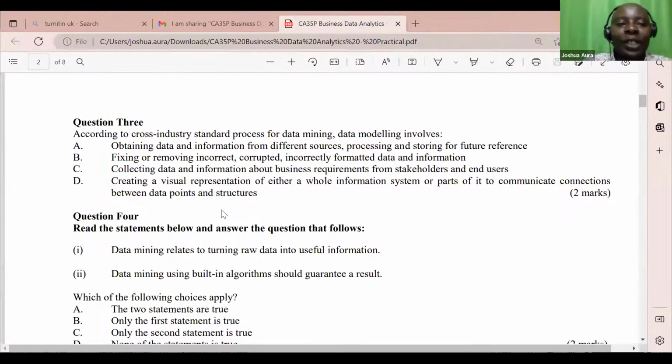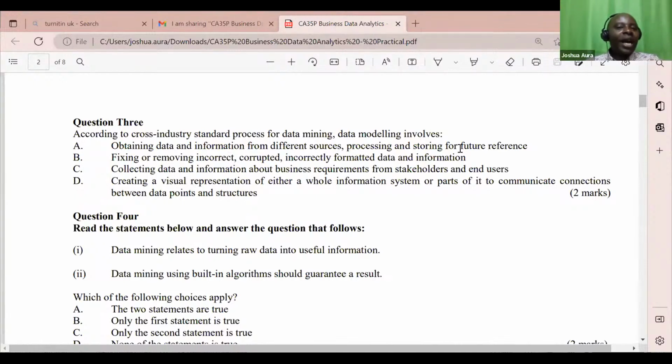Now, B is out of this because B is part of preparation. It's part of what we call data cleaning: fixing or removing incorrect, corrupted, incorrectly formatted data and information. That is data cleaning, right? It can't be modeling. So we still have 1 more minute. A, obtaining data and information from different sources, processing and storing for future reference.